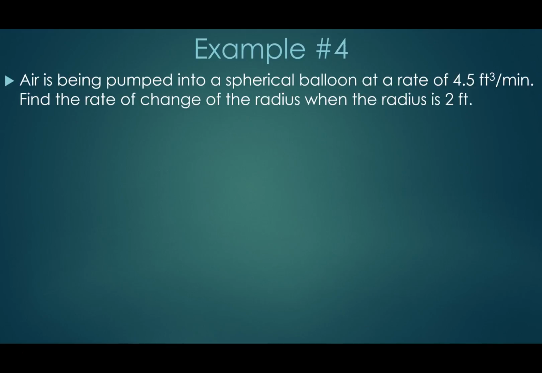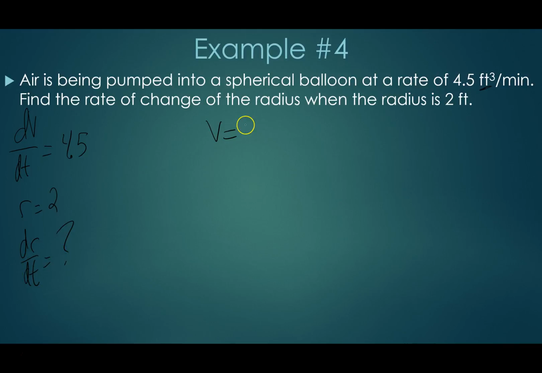So, air is being pumped into a spherical balloon at a rate of 4.5 feet cubed per minute. So it's the change in volume being pumped in. Find the rate of change of the radius when the radius is 2 feet. So first thing I do is I got to work with the volume formula. Because we're talking about air being pumped in, we're talking about dV dt right here. So dV dt is 4.5. We know r is 2. We want to find dr dt.